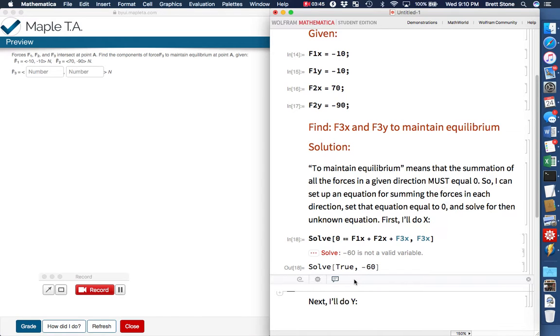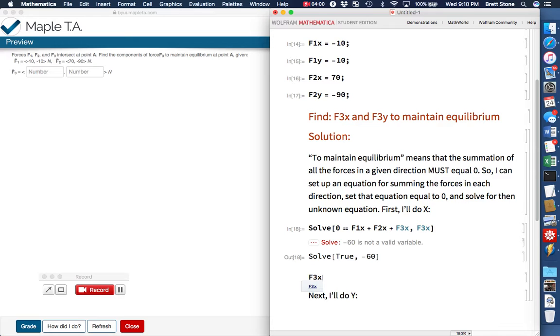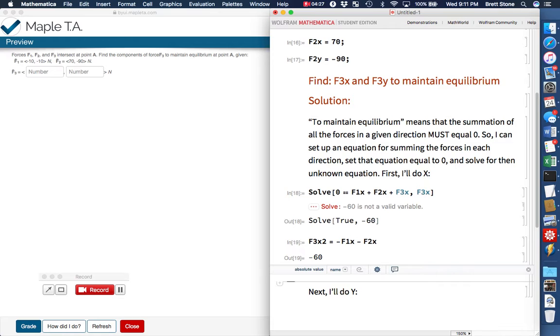So there's another way that we can check this. We could just do the algebra ourselves, and in this problem it's pretty easy algebra. If we isolate F3 on one side, then we end up with F3x2, for the second way to solve it, is equal to -F1x minus F2x, because we moved those over to the other side of the equal sign. And then I'm not going to suppress the output, and hit Shift Enter, and we'll see what F3x2 is. It should be -60. Ta-da! It is. Great. So we know that the Solve method worked for us.